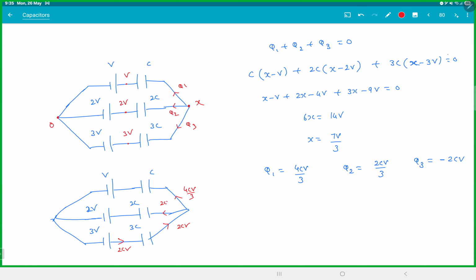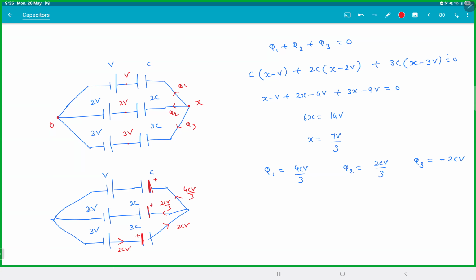So be careful. This is the positive plate, this is the positive plate, and this is the positive plate, isn't it? Those are the positive plates, the ones which I marked in red. So whichever plate the charge touches, that is the positive plate. The other plate becomes negatively charged, induced. Is this clear, everyone?